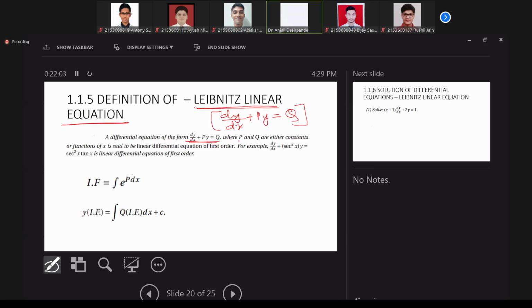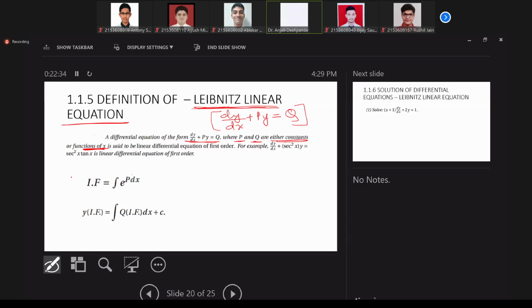Now one more important point: P and Q are either constants or functions of x only. No other variable has to be there. Such an equation is called a linear differential equation, specifically the Leibniz linear equation. Now the important point is how to solve such equations.